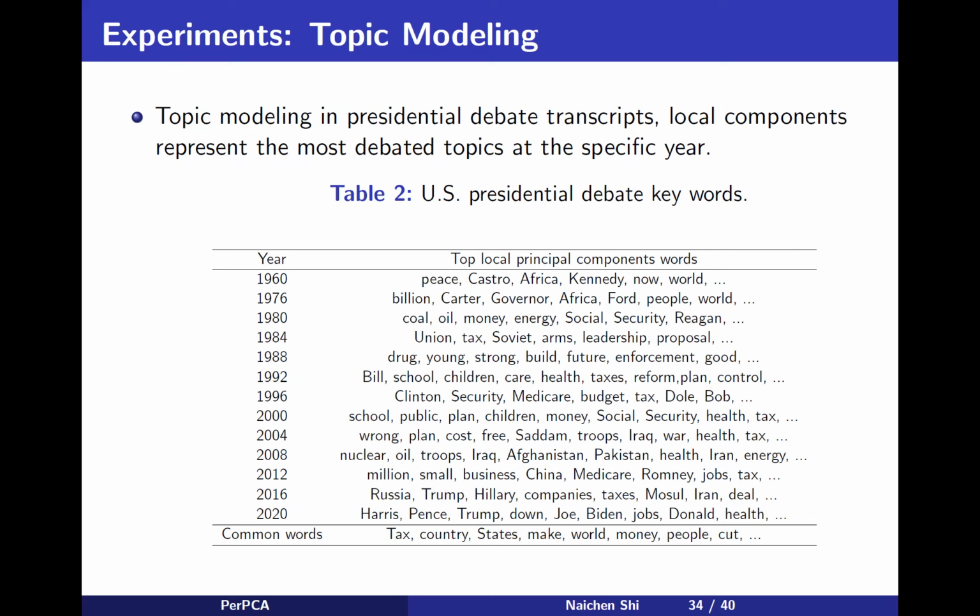We can see a transition in the debating topics from the local PCs for the recent 60 years in terms of domestic fiscal policies, international diplomatic relationships, education reform, law enforcement reform, etc. And for the common words, we can see that most of the presidential debates focus on tax. It's an interesting observation.